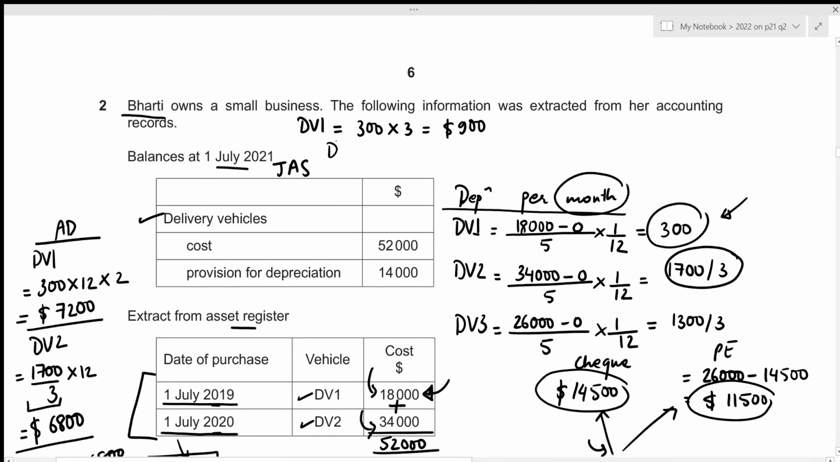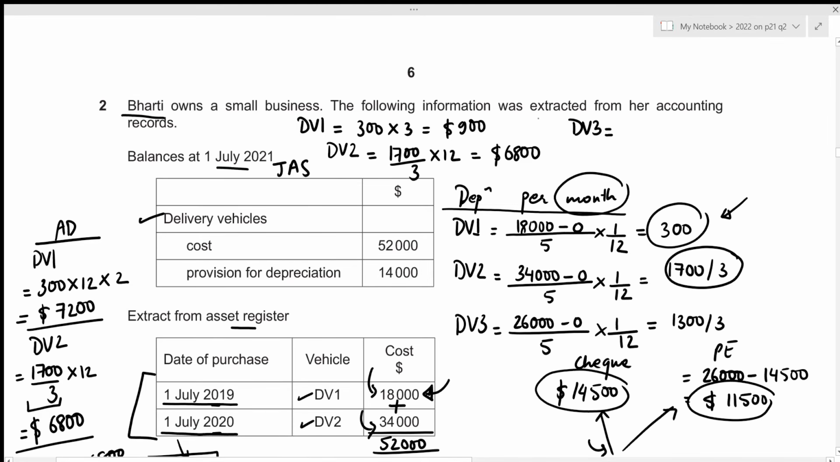Let's figure it out for delivery vehicle 2. Delivery vehicle 2 is being used for the entire year, right? So let's figure out the total yearly depreciation. That's 1700 by 3, which is the monthly depreciation. And we can just multiply it by 12 in order to get the yearly depreciation, which results in the value of 6,800. And then we have our third delivery vehicle.